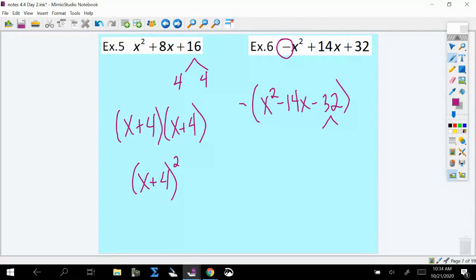Again, if you want to try it on your own, you can pause it right now. You get negative 16 and 2. The negative that you brought out front, just leave it out front. So you have an x minus 16 and an x plus 2. And again, the order does not matter.